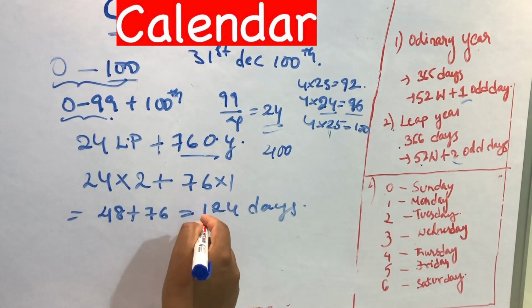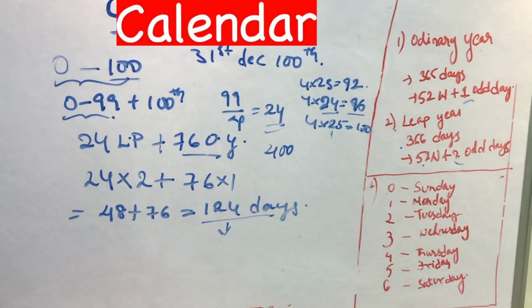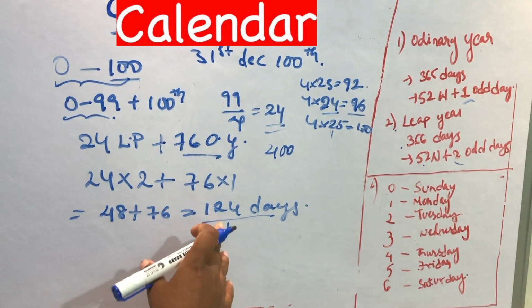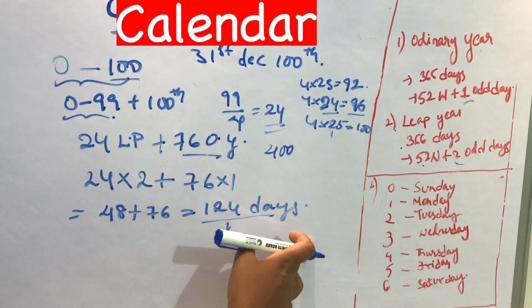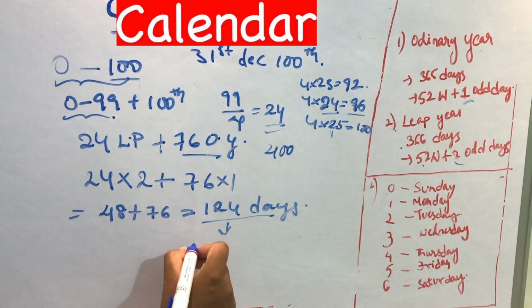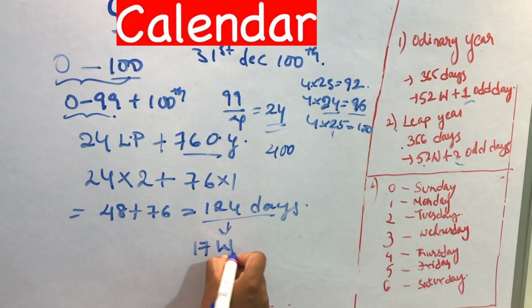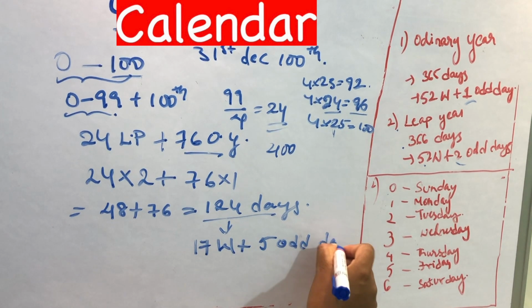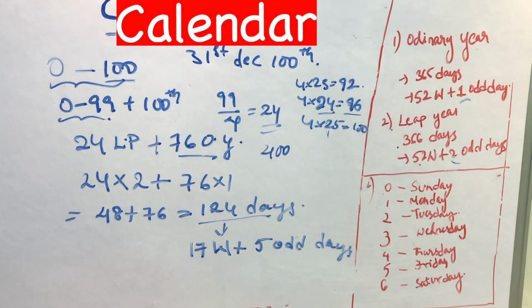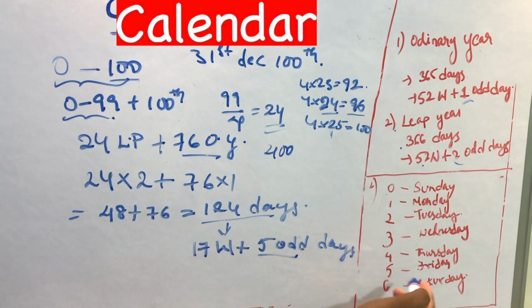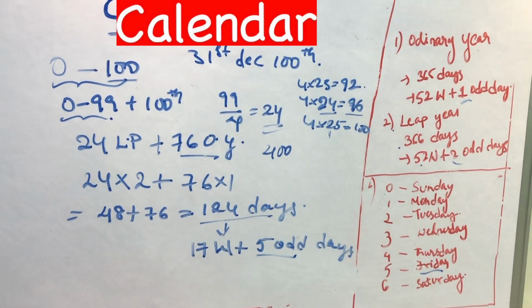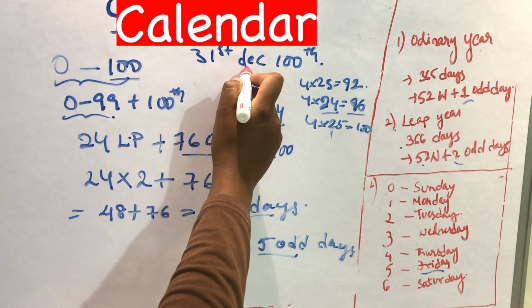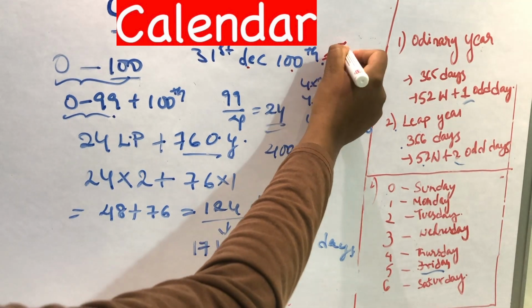Now if we want to convert these days into weeks plus odd days, we have to divide the given number of days by 7. Then you will get 17 weeks plus 5 odd days. Now if it is 5 odd days, then the value is Friday, right? Therefore 31st December of the 100th year is Friday.